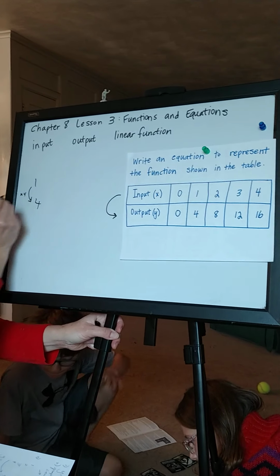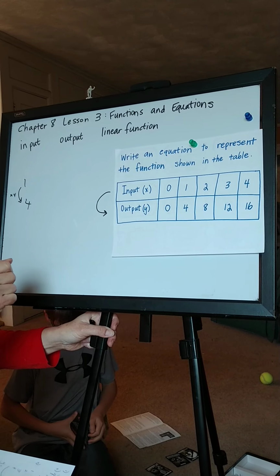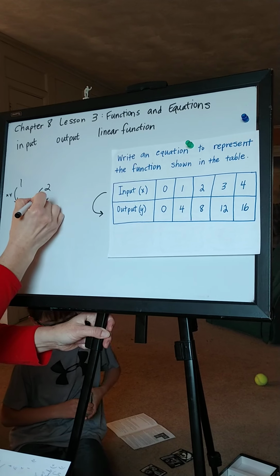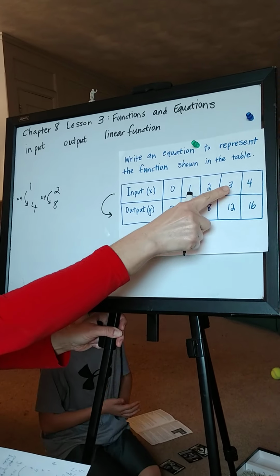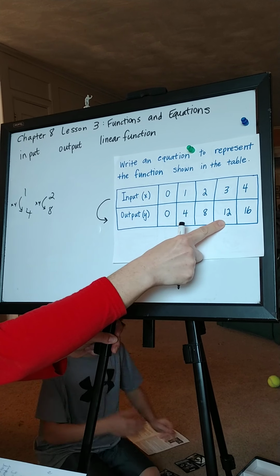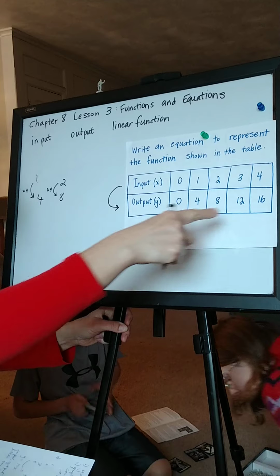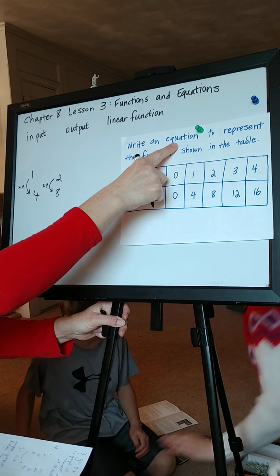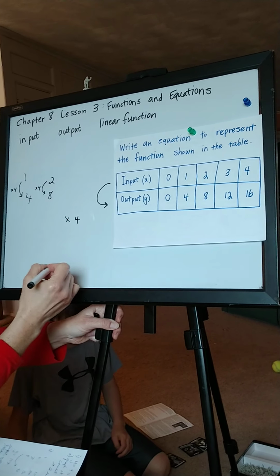If you said multiply by 4, you're right. Let's make sure that works though for all the other input to output values. From 2 to 8, it still works. Multiply by 4. From 3 to 12, yep, multiply by 4. 4 to 16, same thing, multiply by 4. So now we have to write an equation to represent how we multiply by 4.